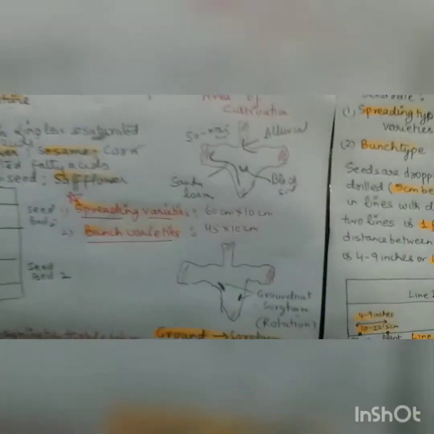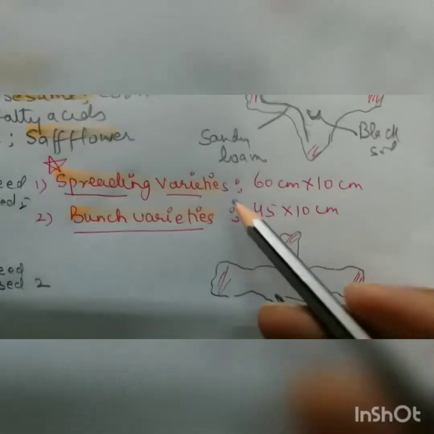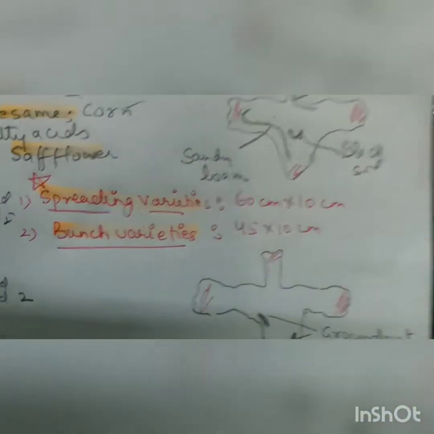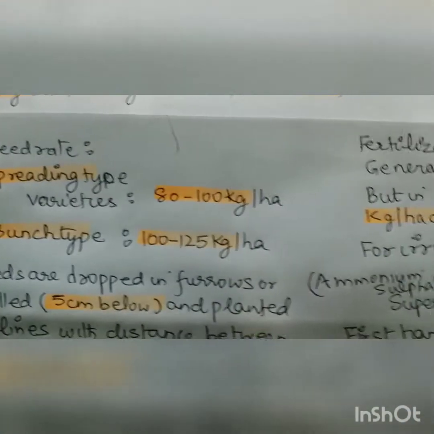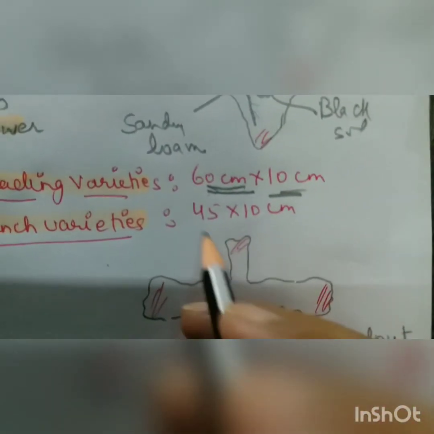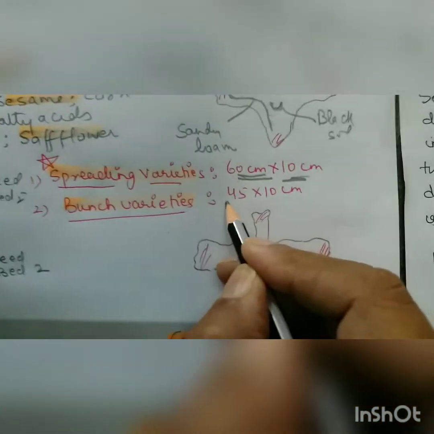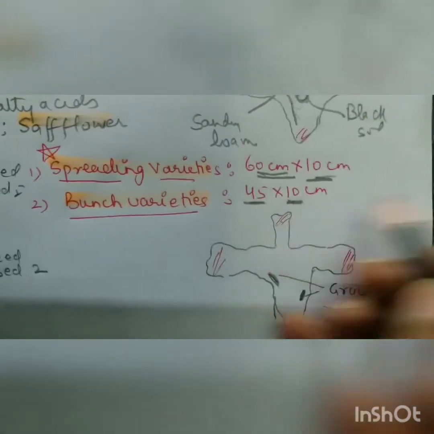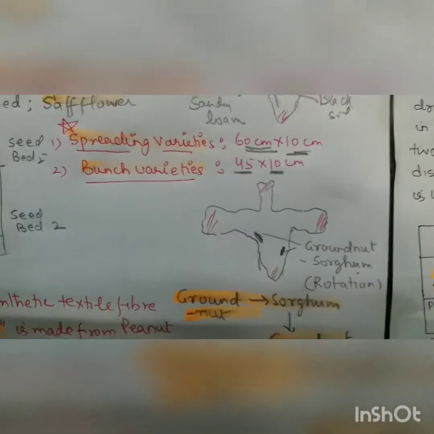Here it is very important to know that there are 2 varieties, spreading and bunch. I already told you spreading and bunch, that is seed rate of 80-100 and 100-125. And the spacing here is slightly different. Here it is 60 centimeter distance between the two seed beds and 10 is the same as the other, whereas in case of bunch variety, the distance is 45 into 10. So there's slight variation.